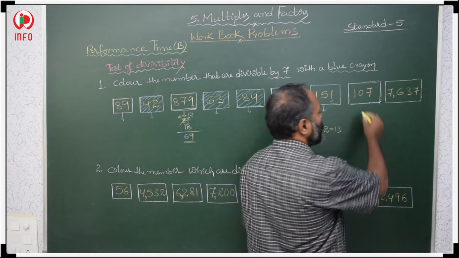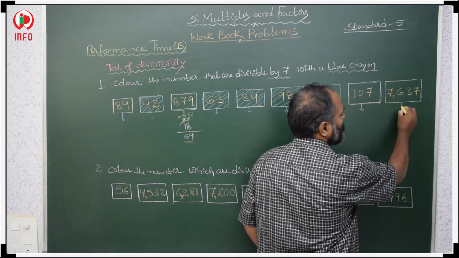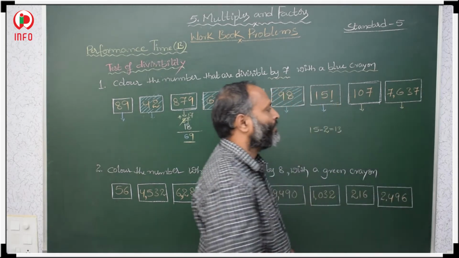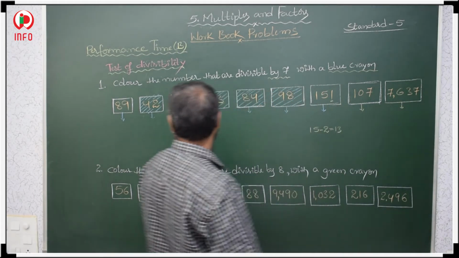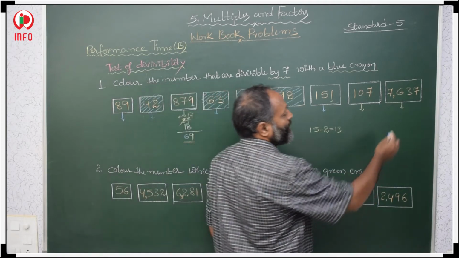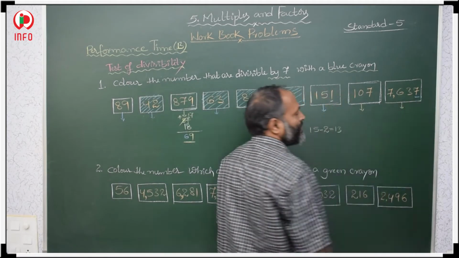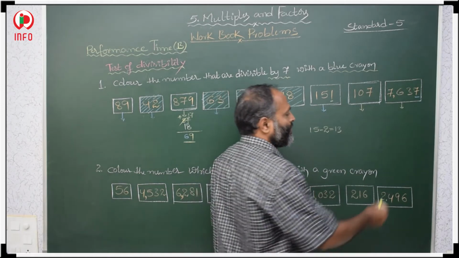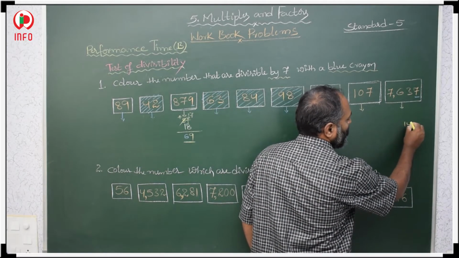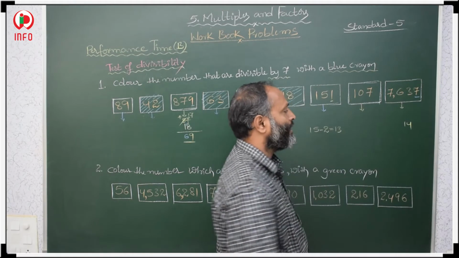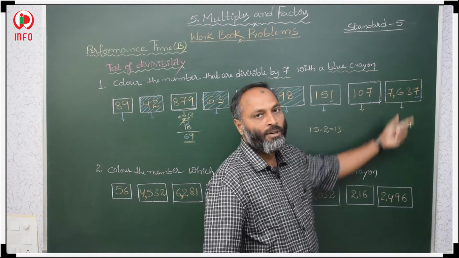Then you go for this. This is over. Then this one. Here, first what we have to do? We have to double this ones place. What is there in the ones place? 7. 7 twos are 14. We have to subtract this 14 from the remaining digits. What are the remaining digits?